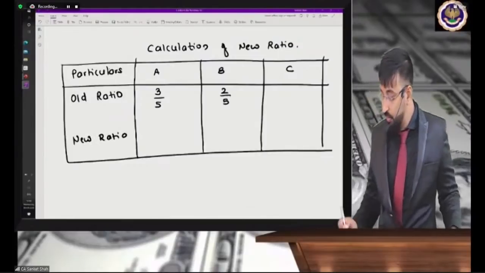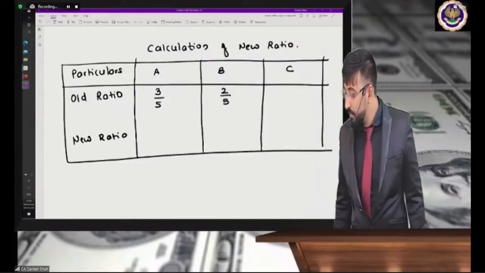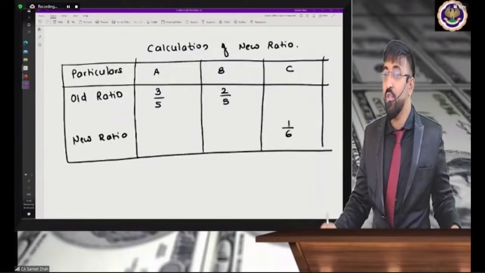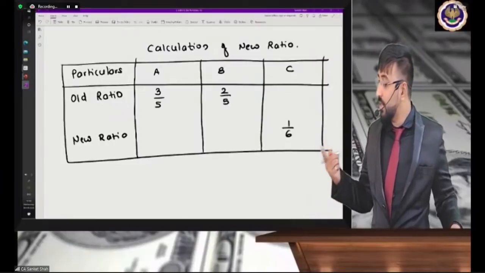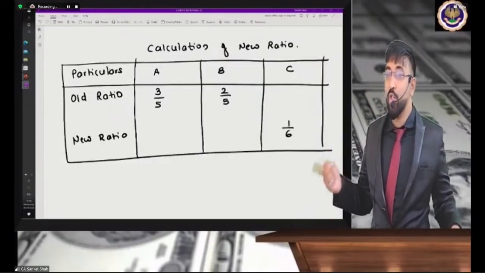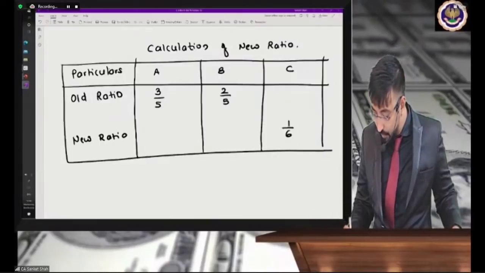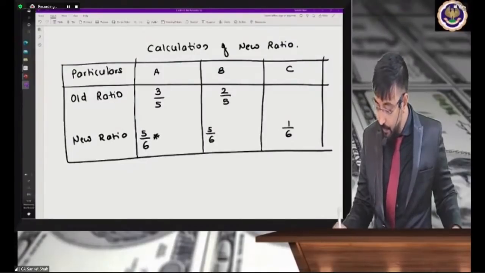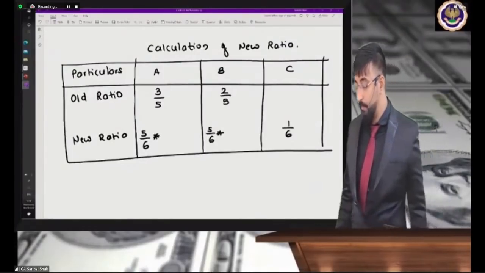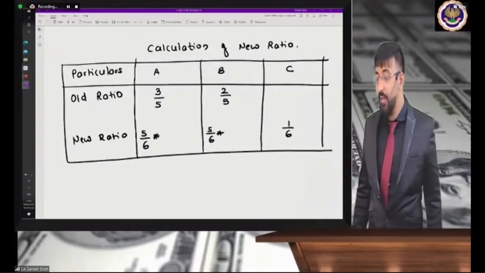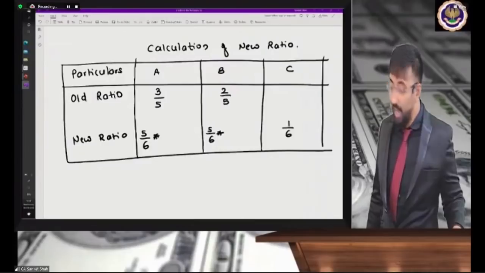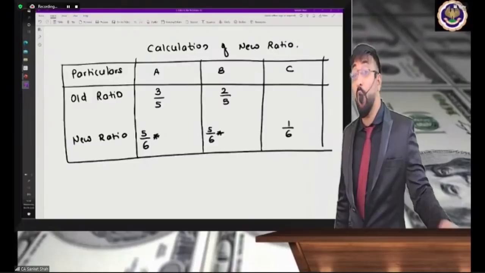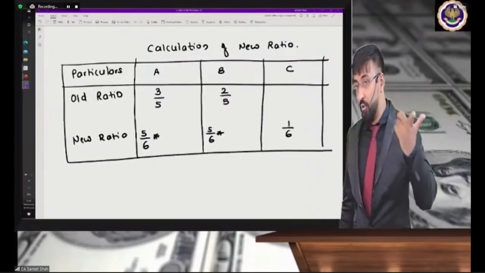New ratio. New ratio, tell me. 1/6 for C. So now tell me, out of 6, 1 chocolate is given to C. So how many are left? Yes beta Palak, how many are left? 5 chocolates. So 5 chocolates to A and B remaining. But wait, now how are they going to share these 5 chocolates, beta? They will share the remaining 5 chocolates in their old ratio. So what is old ratio?